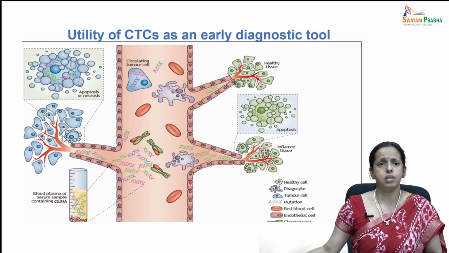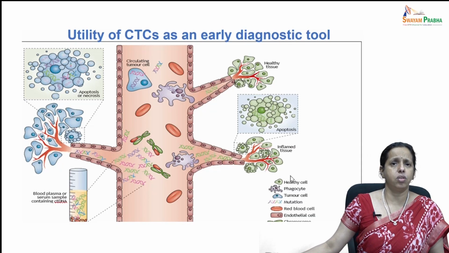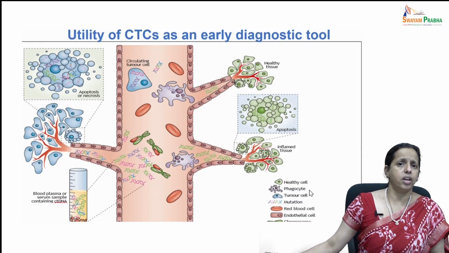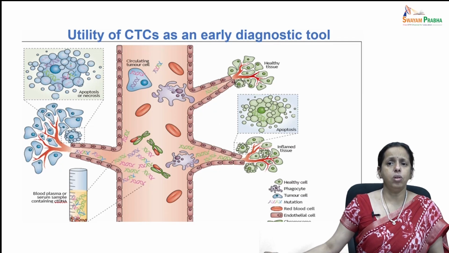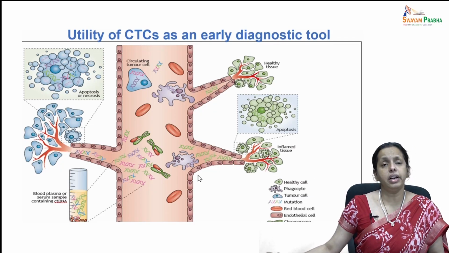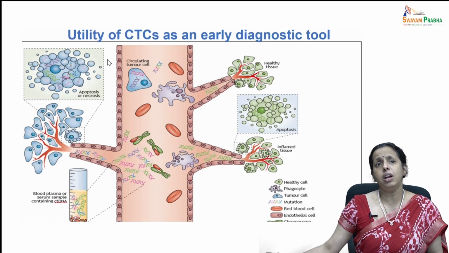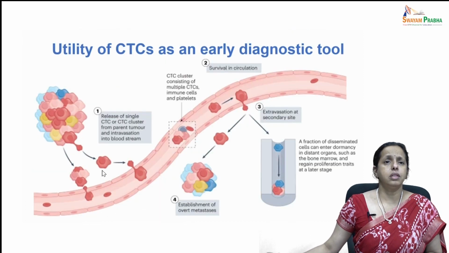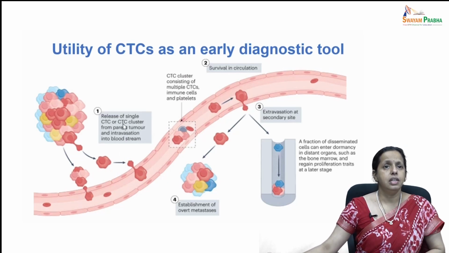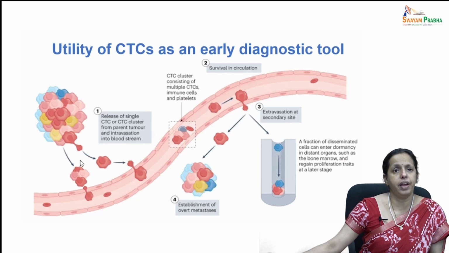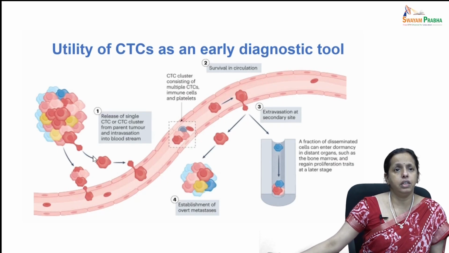So this is exactly your CTC. Then you even have all your healthy cells, then the phagocytosis, then this is your mutant DNA. Along with the other cells, the CTCs are also present. So you really need a technique which will enrich only your circulating tumor cells. This diagram shows how the release of a single CTC or CTC cluster from the parent tumor allows invasion into this particular cluster.